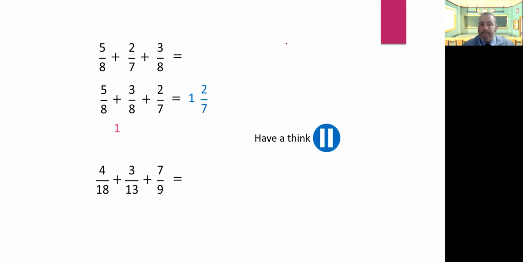Have a look at this one. You might need to find one equivalent here, and you should be able to work the rest of it out really simply. Pause here to have a go. How did we get on? Now, I'm sure you've noticed that multiplying something from 13 to get to 18 or 9 is going to be really difficult. What you can do, you can multiply 7 9ths by 2 to give you 14 18ths. And 4 and 14 make 18 together. So we have 1 whole and 3 13ths.